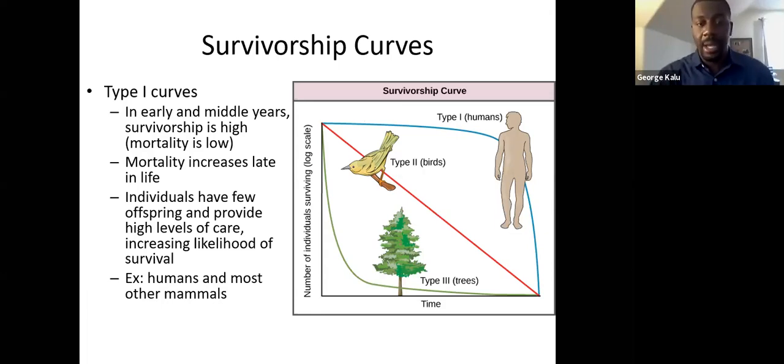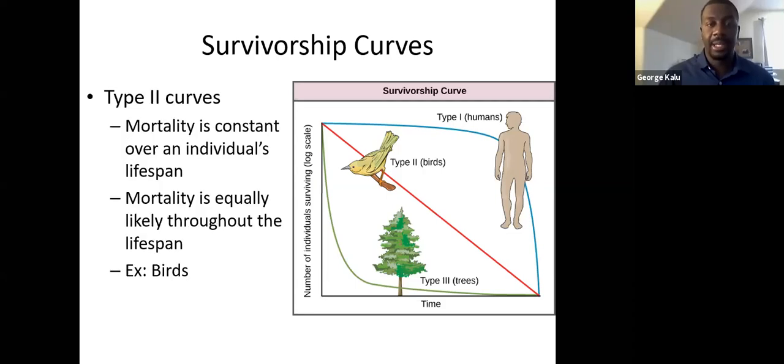Basically, as we have individuals being born, there's going to be lots of parental care, and that's going to improve the survival of their offspring. So this is what we find in humans and most other mammals. We have a typically very high chance of survival early on in life, and then as we get older, the chance of us dying obviously escalates. So those are type 1 curves.